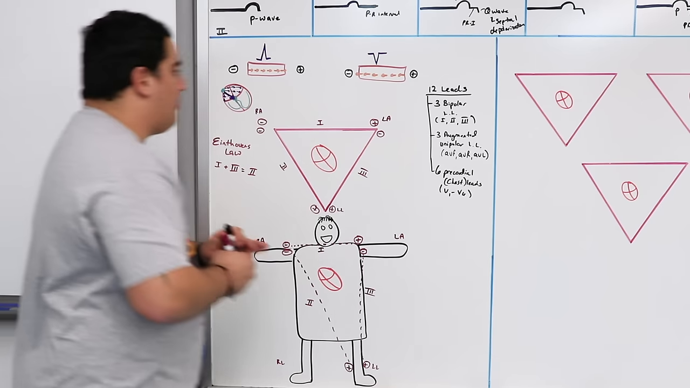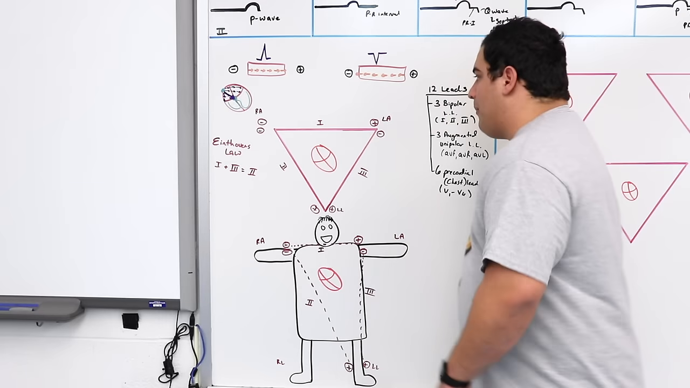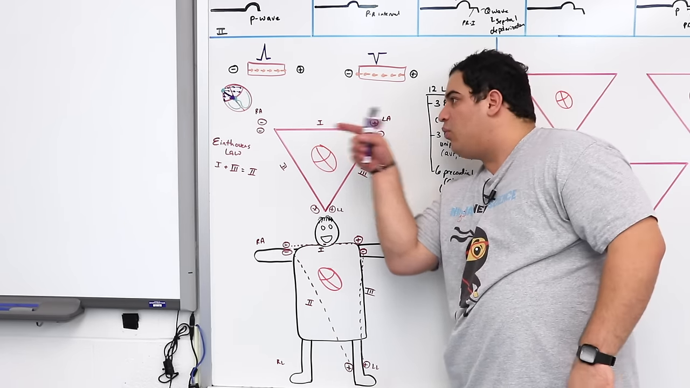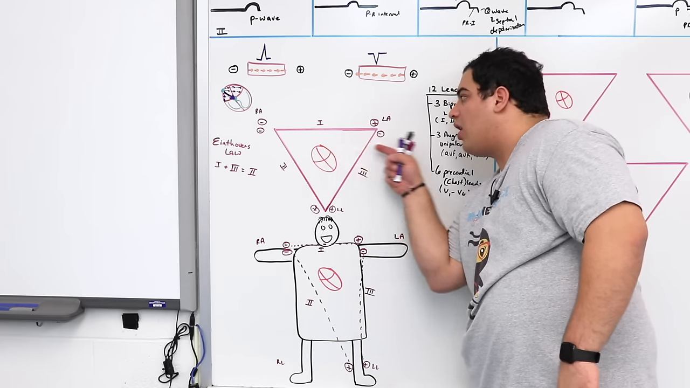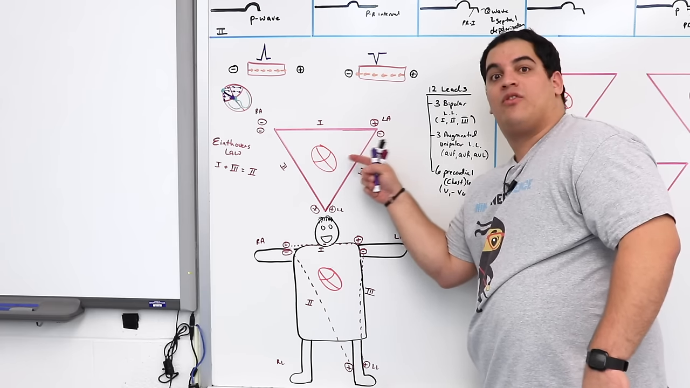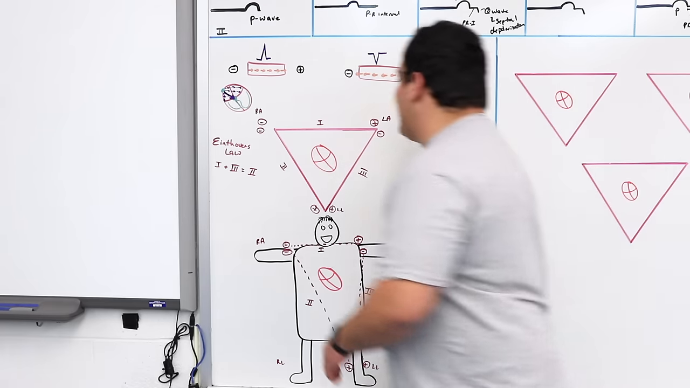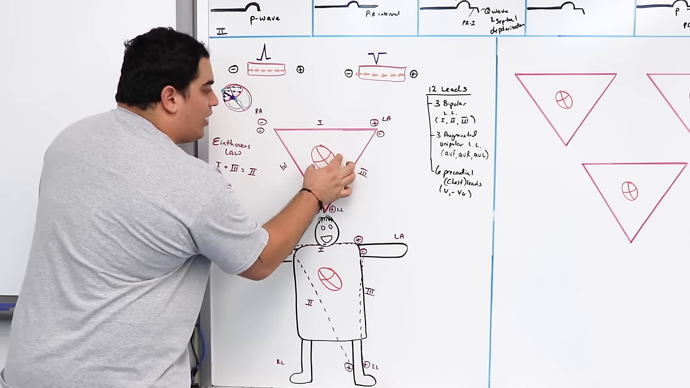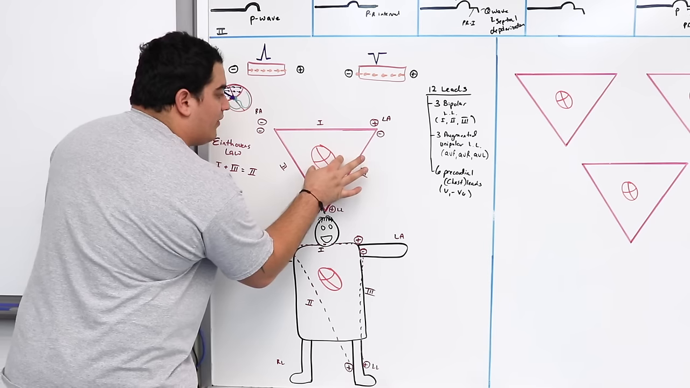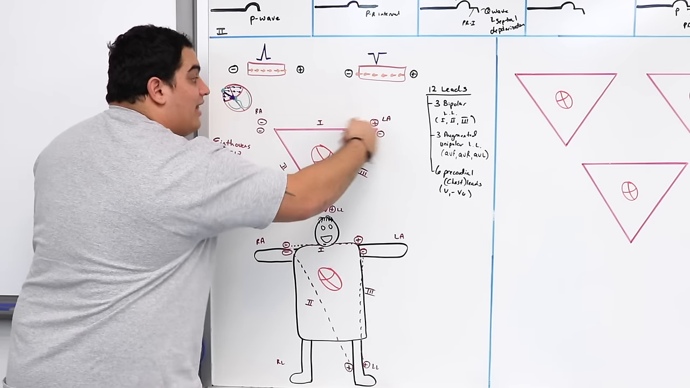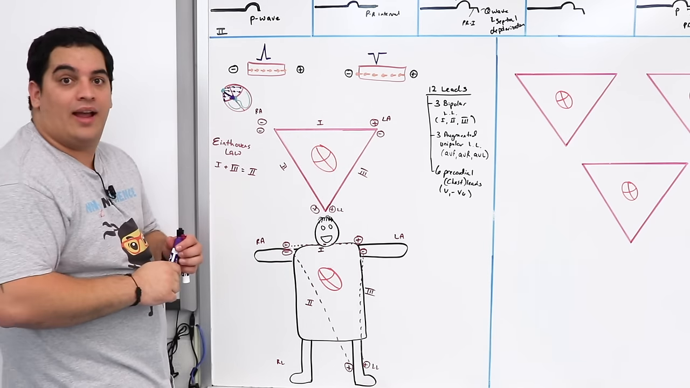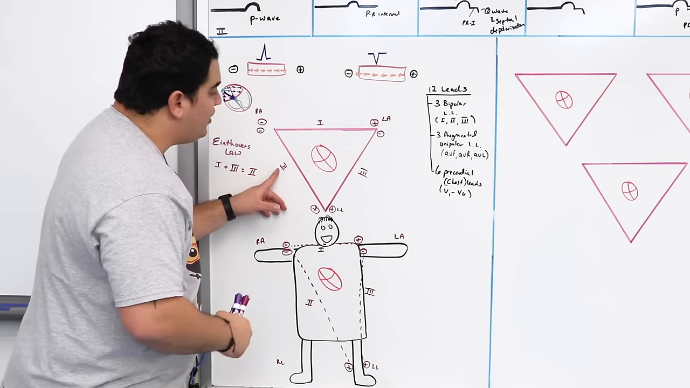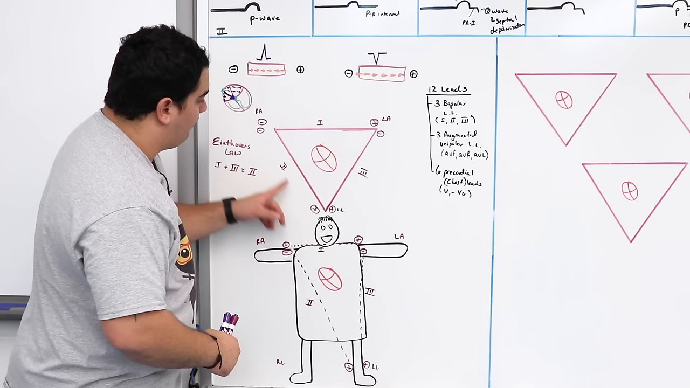So if we were to think about it like this, this is me. I'm on the positive end and I'm looking this way. This is what lead one is doing. It's looking at the heart from which way? From the left side. So that's the way you want to remember this: lead one is looking at the electrical activity of the heart, but from the left side of the heart. Okay, that is important. Now, lead two, where is it looking from?